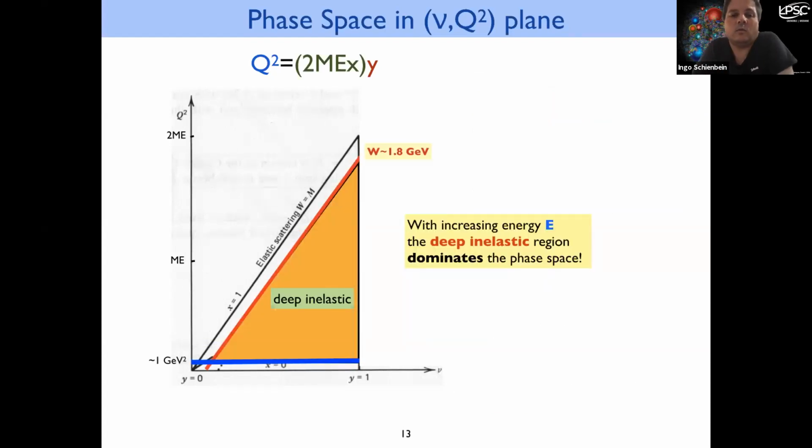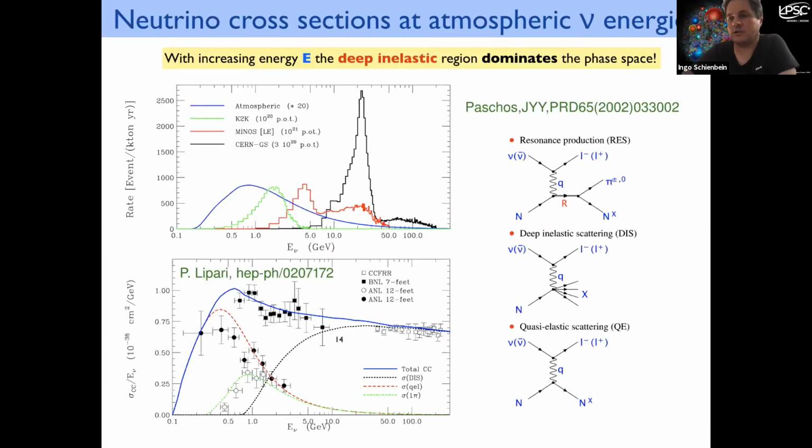So then, if you look at this phase space with increasing energy, one can convince oneself easily that the deep inelastic region actually dominates in the phase space at some point. This discussion is interesting, for example, if you look at neutrino cross sections at atmospheric neutrino energies. On the upper plot, the blue line is the atmospheric neutrino flux, with the flux on the y-axis as a function of the neutrino energy.